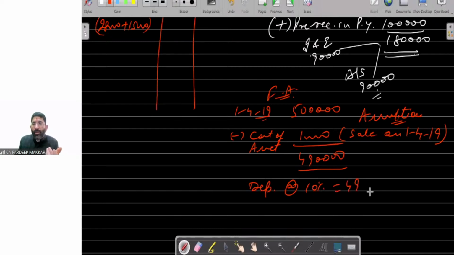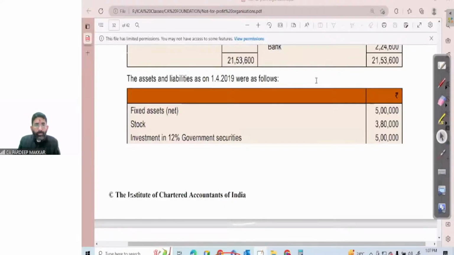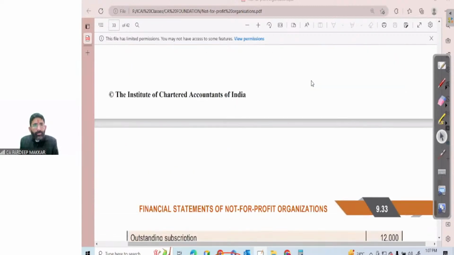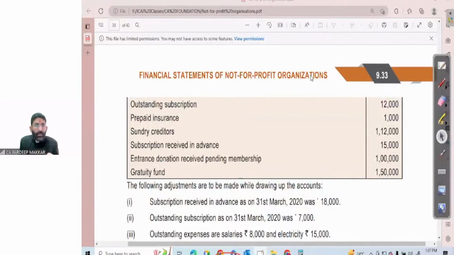That is 49,000. So to depreciation, working on number, whatever it is, that is to be mentioned. Then stock is given to you. In the same way, opening stock was given to you. This is closing stock, and purchases are also given to you in this question.